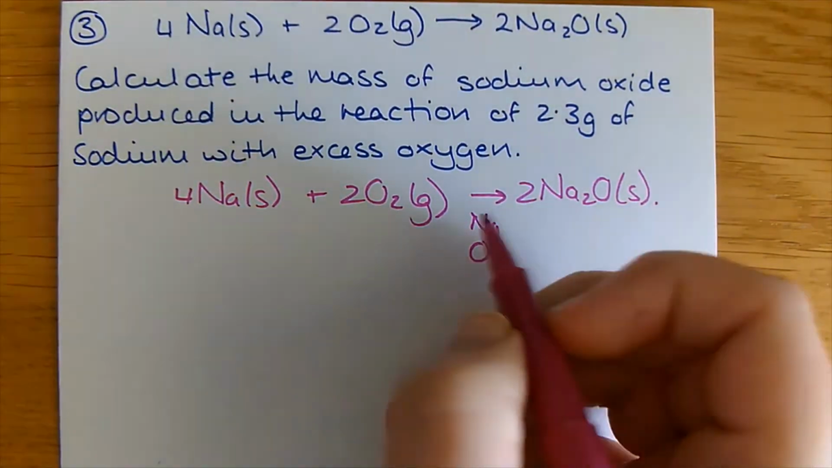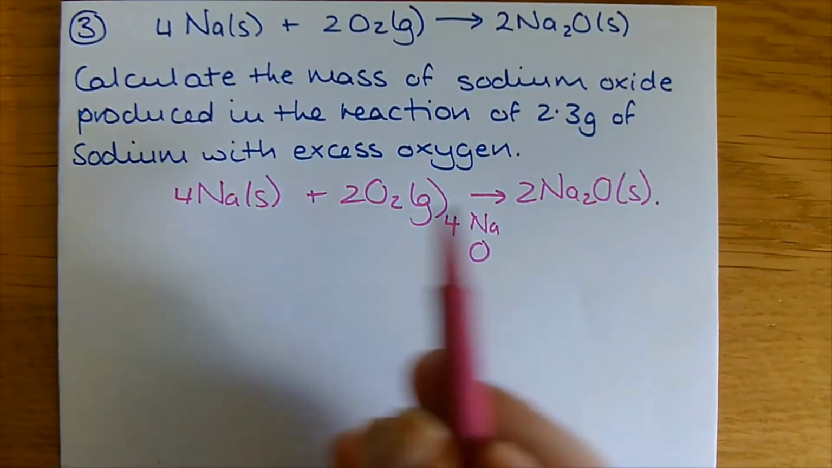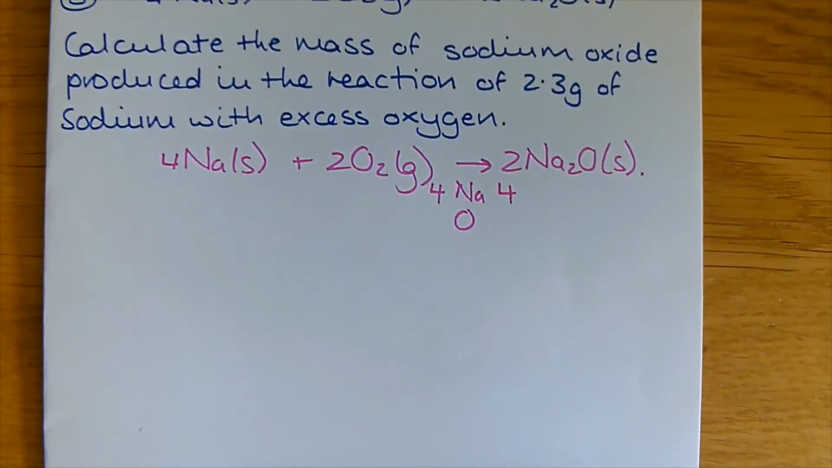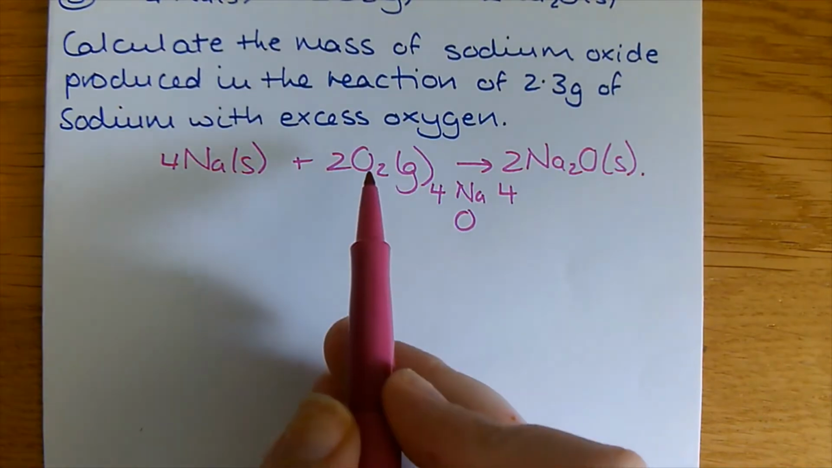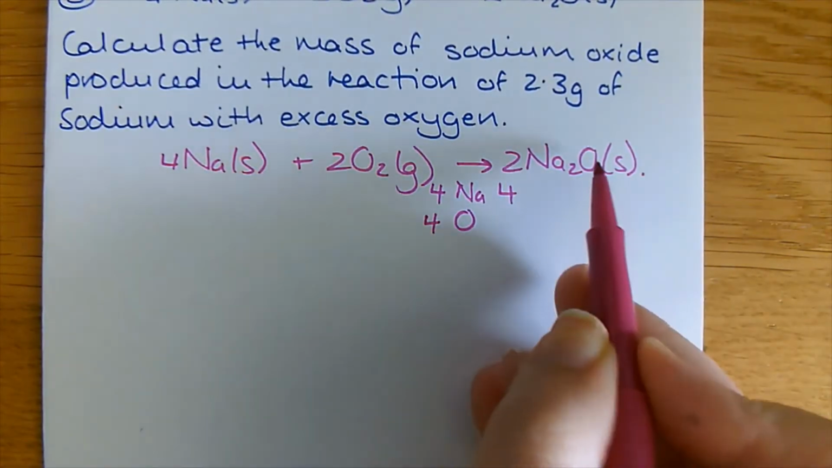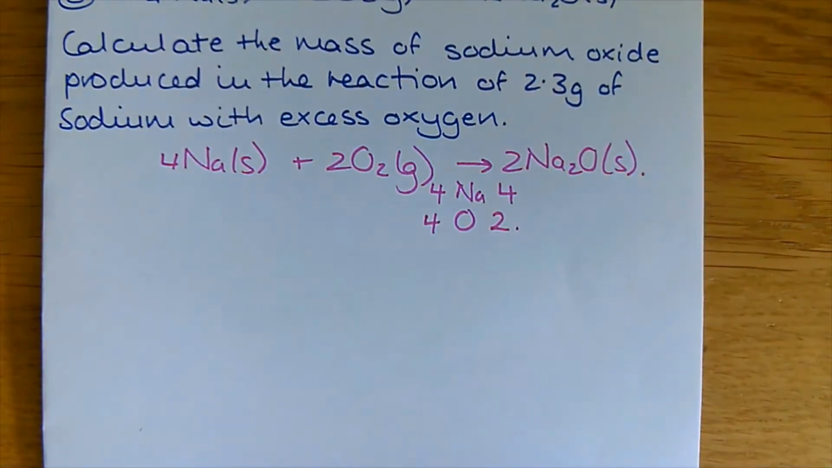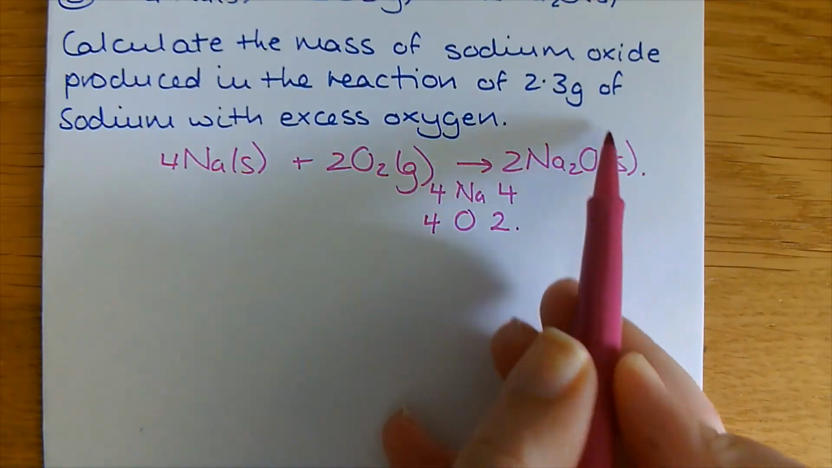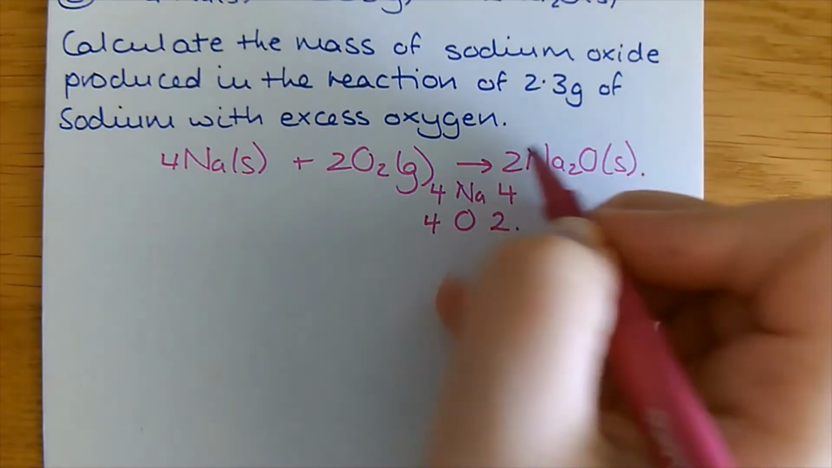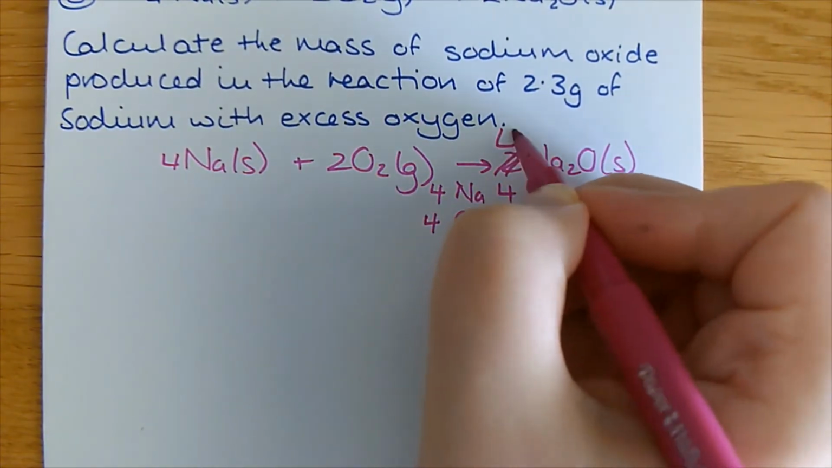We have 4 sodiums on our reaction side, and we have 2 times 2 sodiums on our product side. However, when we look at our oxygens, here we have 2 times 2, so we have 4 oxygens, and on this side we only have 2 oxygens. So what you have to do is this entire side has to be multiplied by 2. So 2 times 2, so we would change this 2 here to a 4.